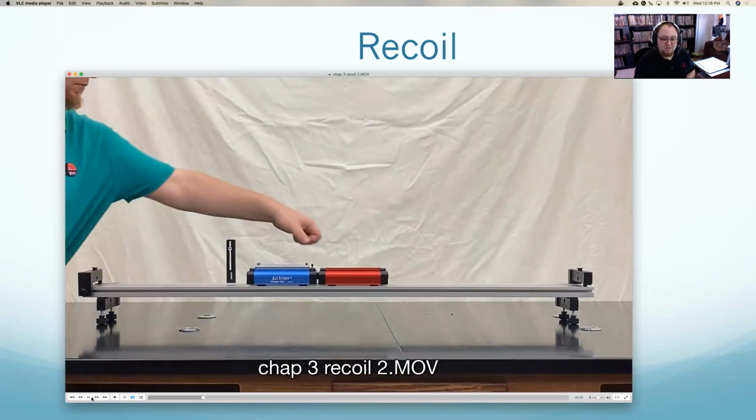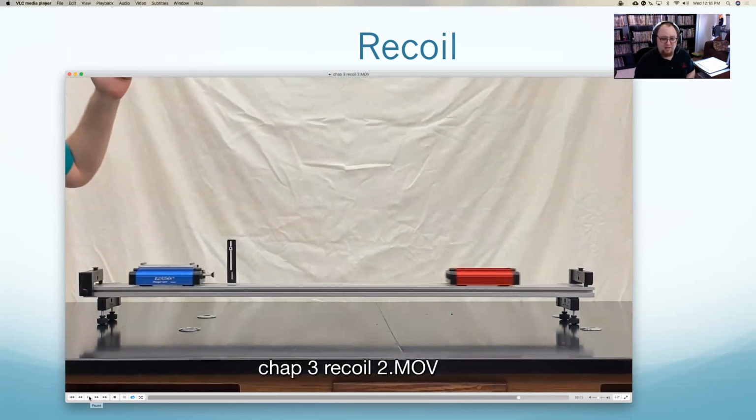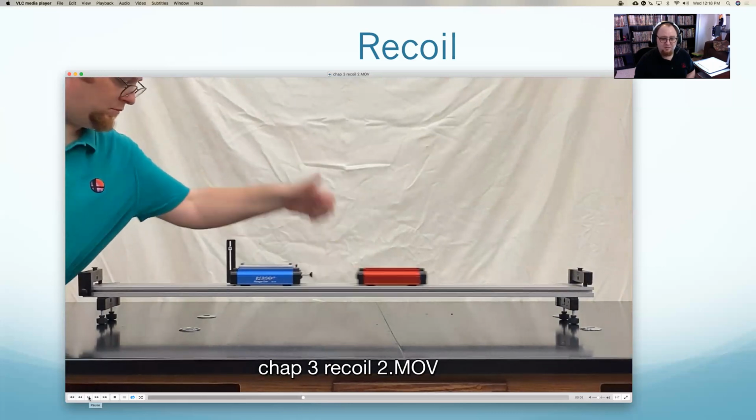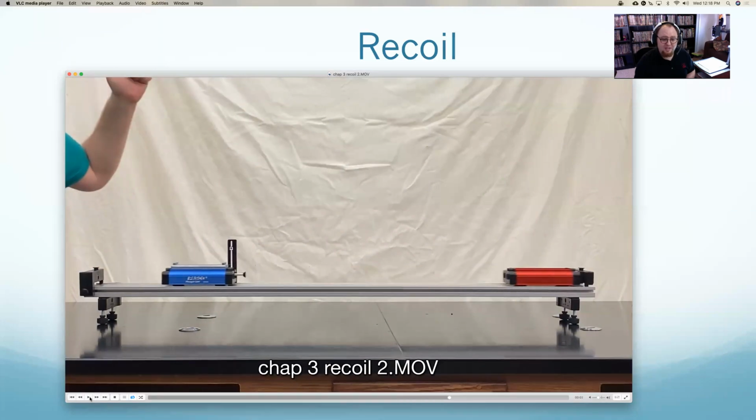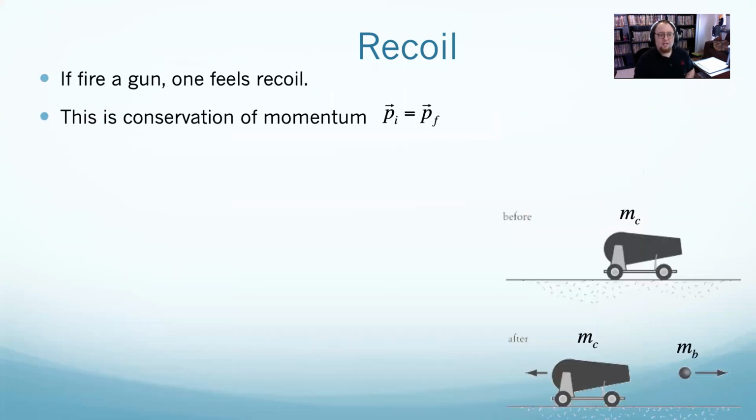And even if I make them so they don't weigh the same, like this one, the red car weighs a lot less than the blue car, that will still be true for any combination. And what we'll say is this is conservation of momentum.